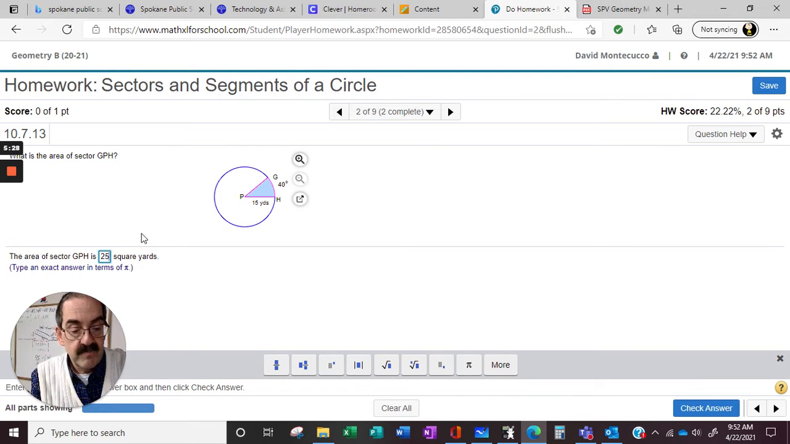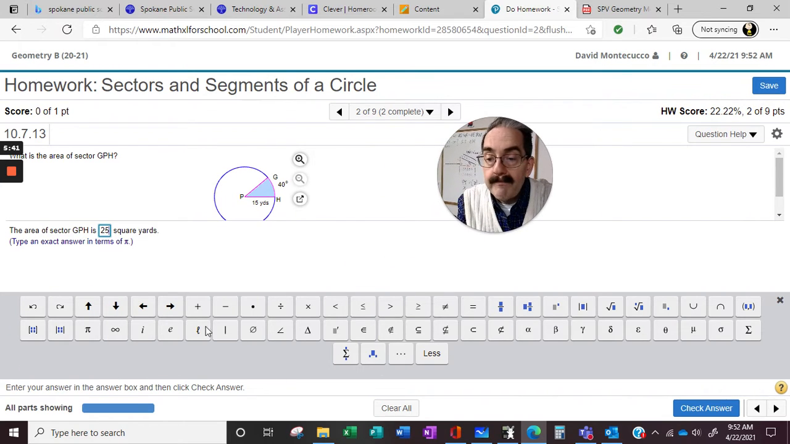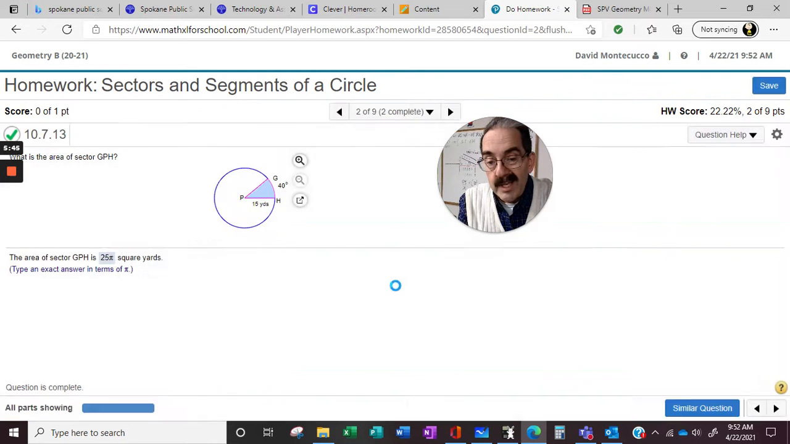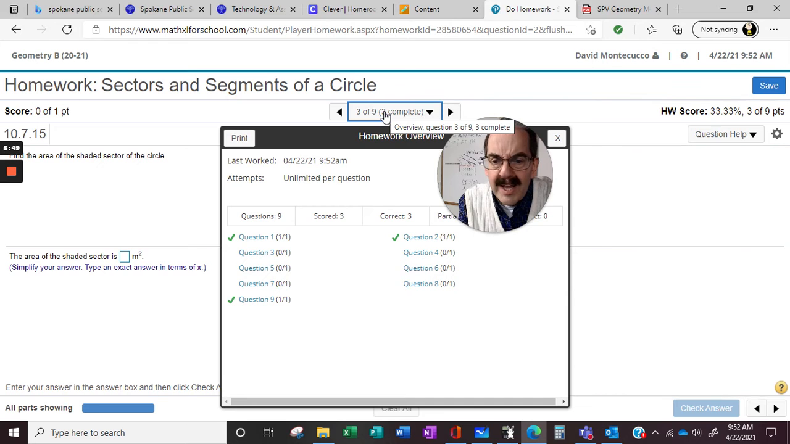So we're going to put a 25, and then we go down here to look for symbols. If for some reason the symbol's missing, click on more because there's tons of symbols in geometry. Is pi in here? There's pi. Check it. We like it. In the last video we did 1, 9. Let's do 2, 8.